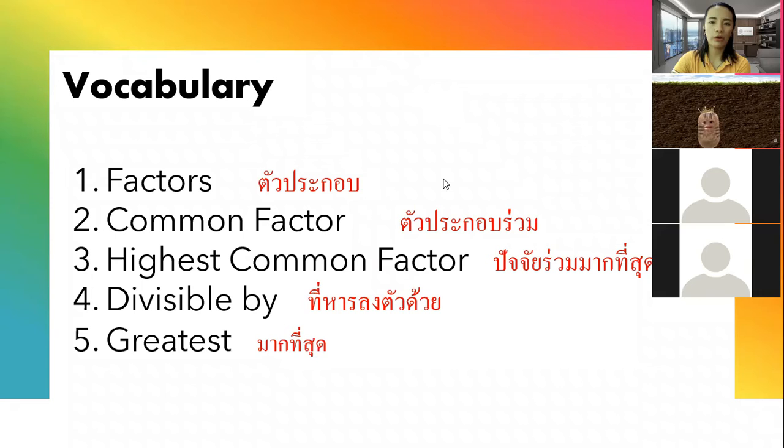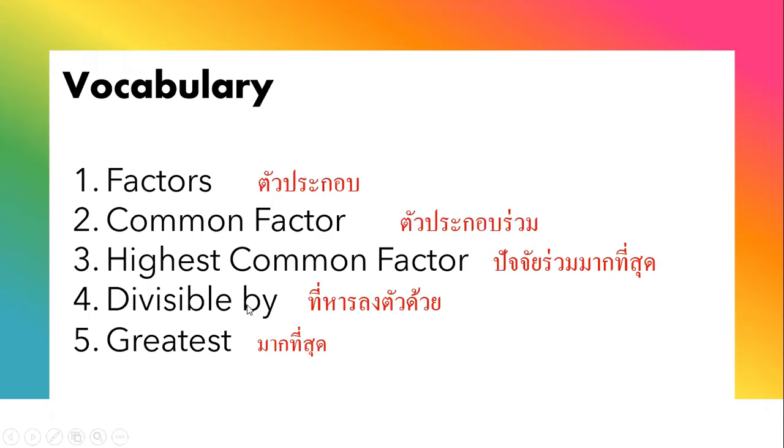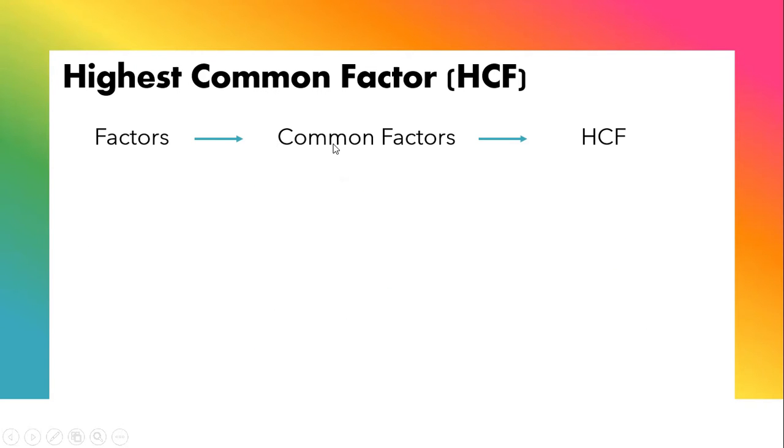So that's our vocabulary. Let's move on to our main topic, highest common factor, or we also call it HCF. If we are finding the highest common factor, we have some steps to follow. First, write down or find the factors. Next, find the common factors of the numbers, and the last part is to write the highest common factor or HCF.